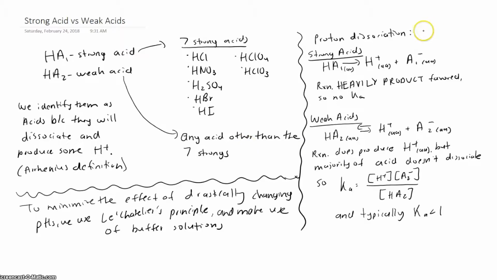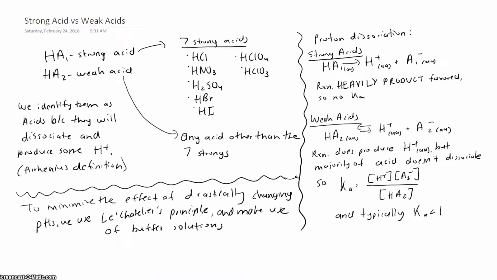In order for protons to dissociate in strong acids, the reaction is heavily product favored, meaning a lot of hydrogen ions are made, and so there's no real Ka. With weak acids, however, the reaction does not produce that many H+ ions, so the majority of the acid doesn't actually even dissociate, and so our Ka is shown right here, and typically the Ka is less than 1 for weak acids.